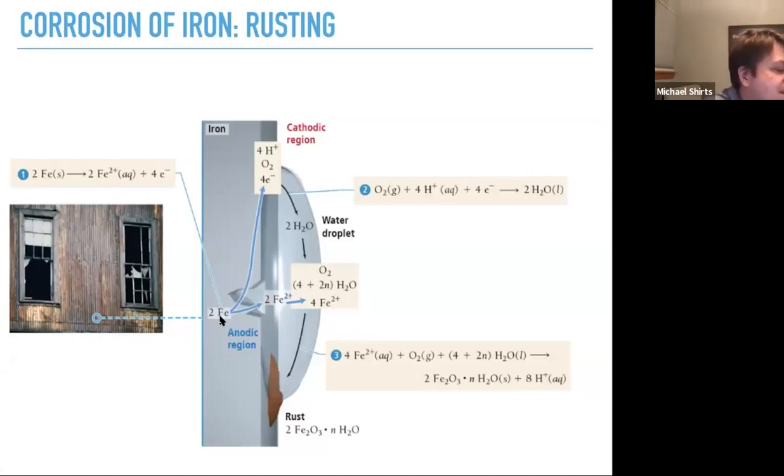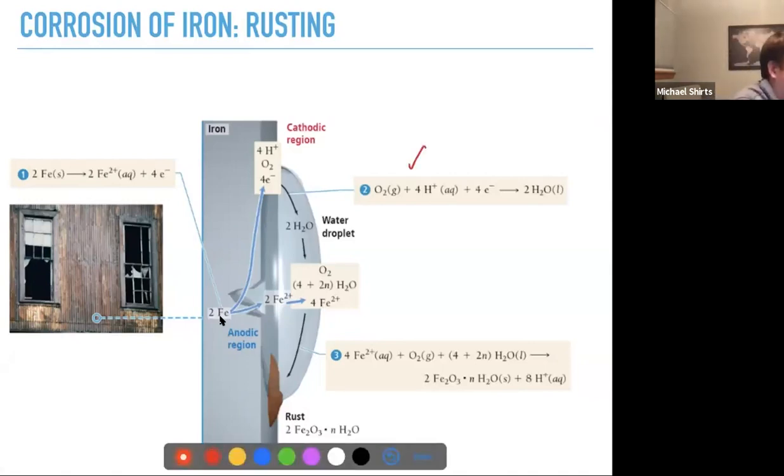And then what happens is the electrons flow through the metal to the edge of the water droplet, where oxygen is available. And then you have this reaction occurring where the oxygen takes those electrons that flowed through the iron. So the iron is the conductor here, as well as the anode that's both being consumed and passing the electrons along to the other reaction. And there in the cathodic region, you have oxygen being reduced to form water.